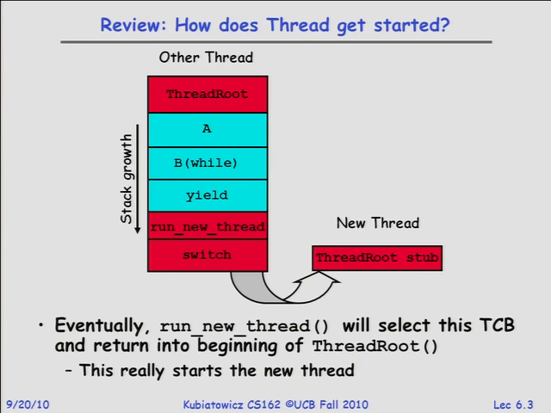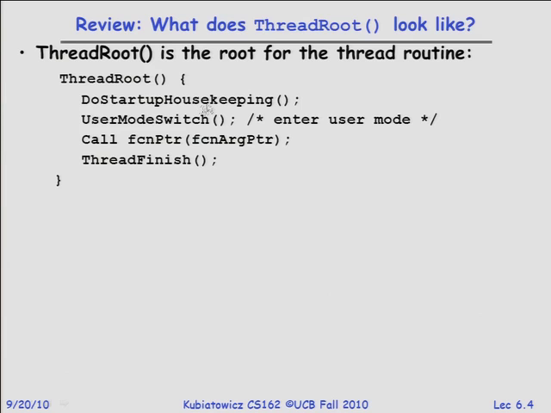Okay. So what does the thread root procedure look like? Remember, the thread root stub is really set up to be here. If you think about what the thread root stub looks like, we've set up a return address such that this thread root procedure will start running. This is the procedure. And notice that we do some housekeeping at the beginning, which is some statistics.